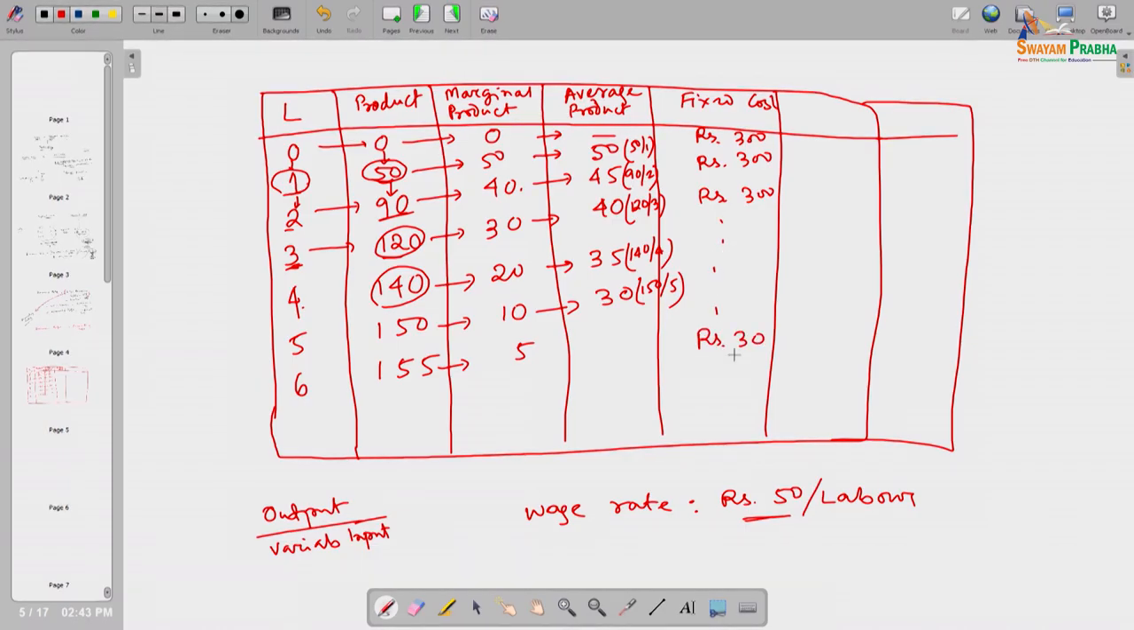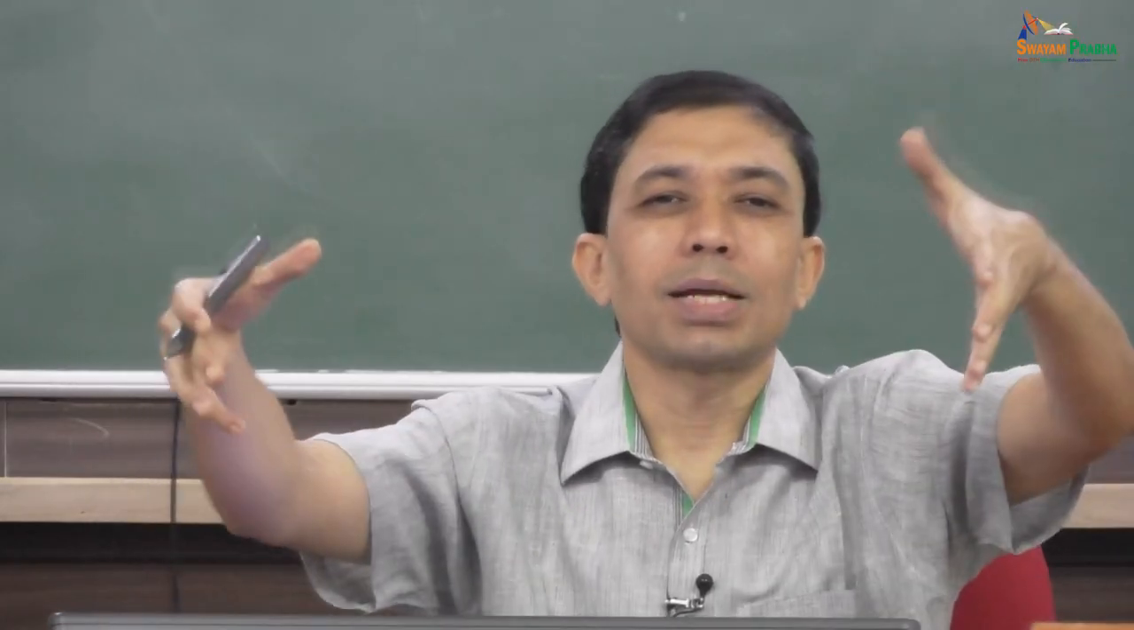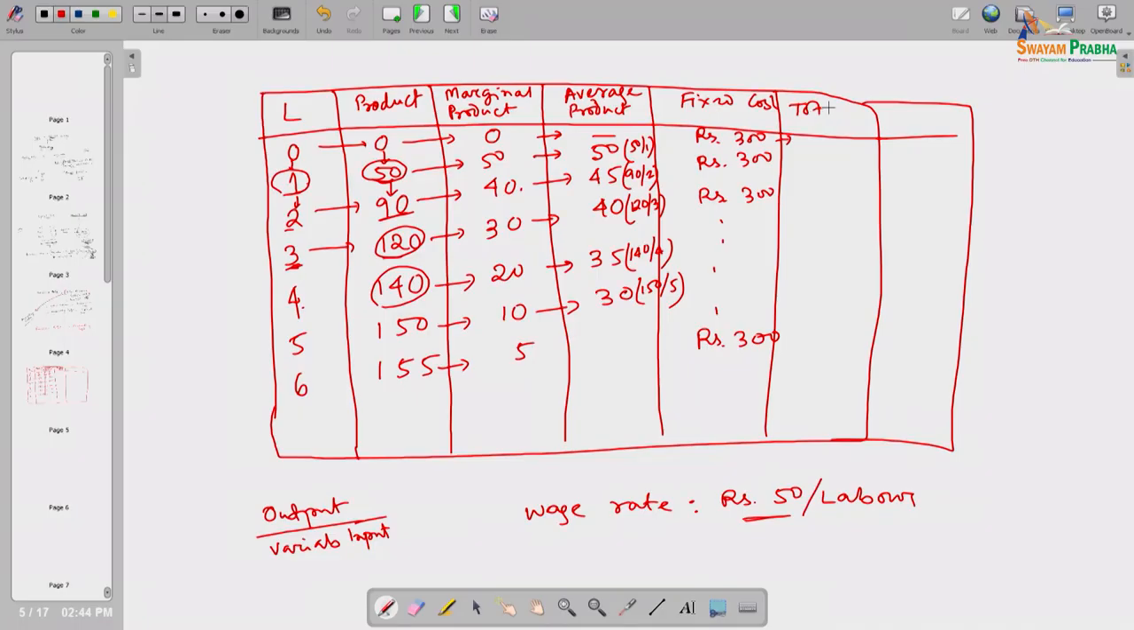Why? Because that is the rent she has to pay for this room where she is establishing her cookie factory. So, that is fixed cost, it is short run, that the same room she has to pay rent for, so 300 rupees. So, when she is hiring, her total cost has two components, total fixed cost plus total variable cost.